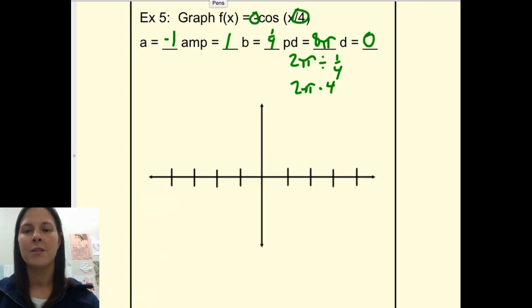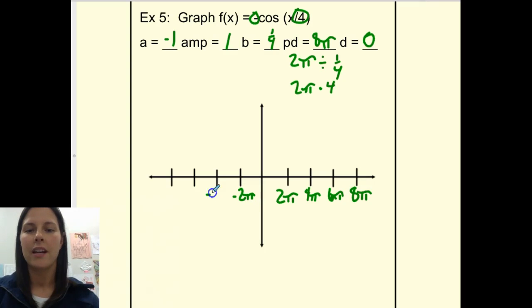Scaling our x-axis, we will take that period of 8 pi and divide it by 4. So that gives us 2 pi, 4 pi, and 6 pi for our scales. Reflecting that over off to the left, we get -2 pi, -4 pi, -6 pi, and -8 pi. Our amplitude is 1, and we have no vertical shifts. So the scale on our y-axis will be 1 and -1.